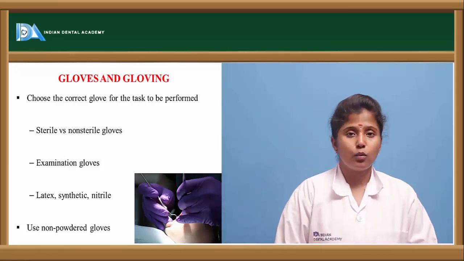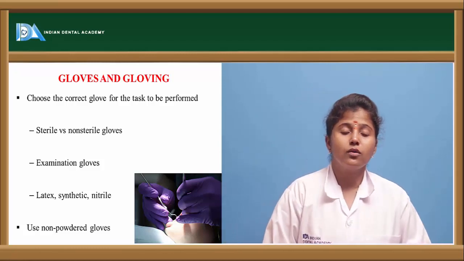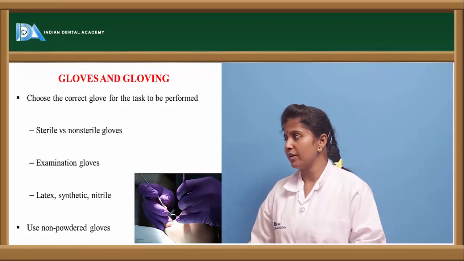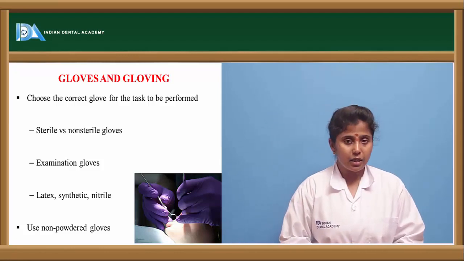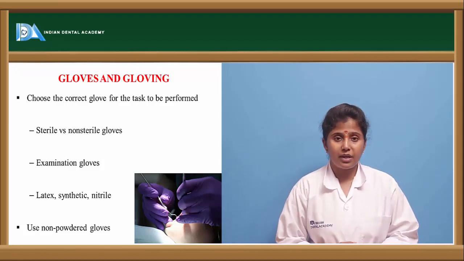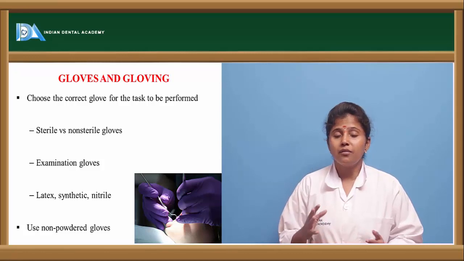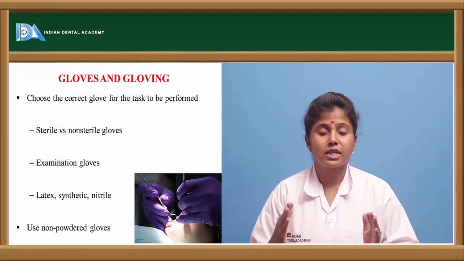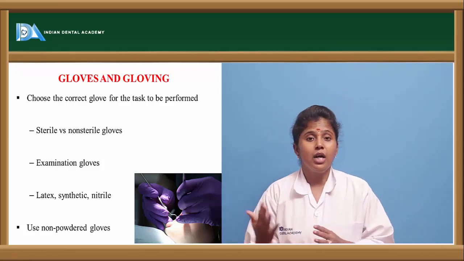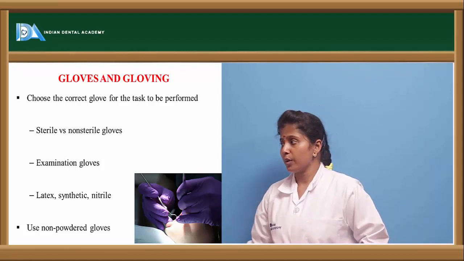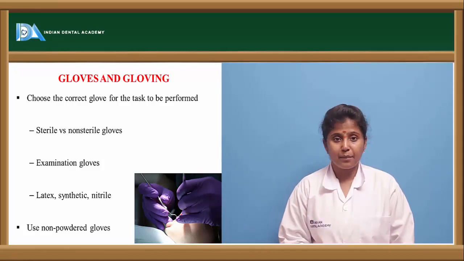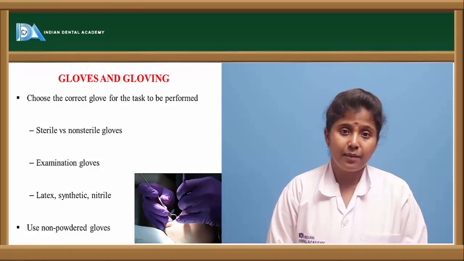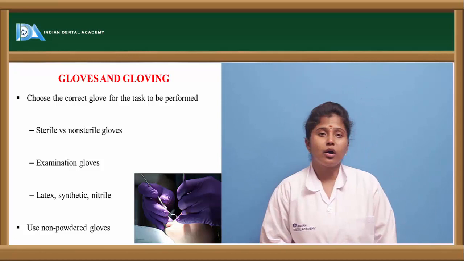Gloves and gloving. We are using gloves, so how can gloves prevent the spread of infection? We need to choose the correct glove. All gloves should not be used for surgical treatment, so we need to identify the correct glove. If we are using gloves for surgery, then sterile gloves should be preferred, and the gloves should be examined properly. The gloves should mostly be latex, synthetic or nitrile based, and we should use non-powdered gloves.